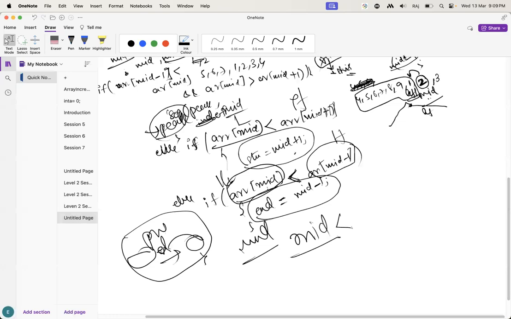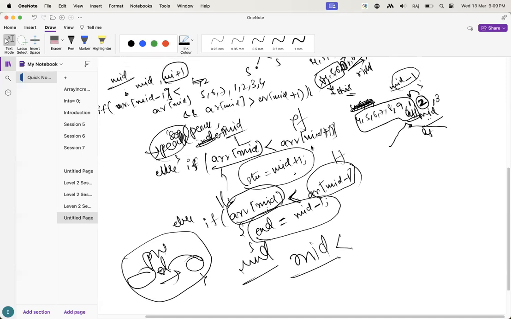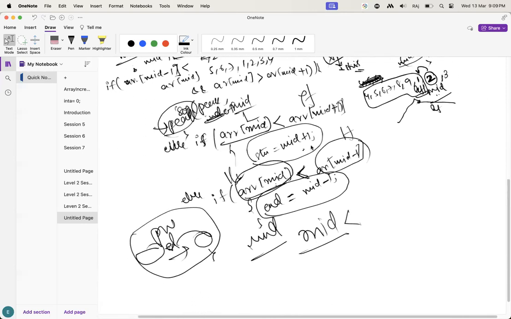Yes, applying binary to sort. Guys, I will tell you that problem also slowly. Guys, I hope you understand this one.